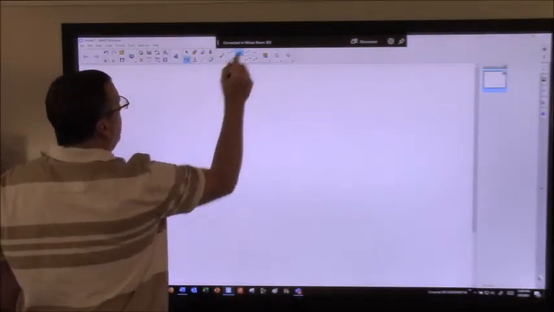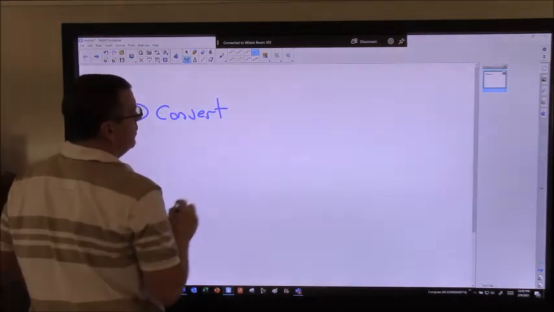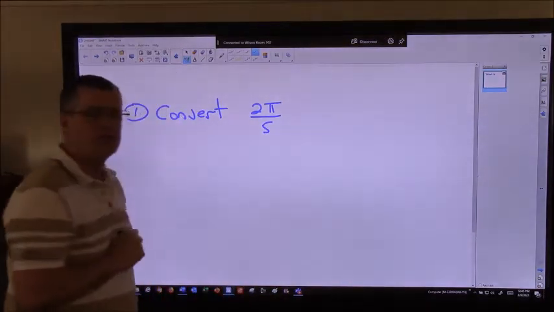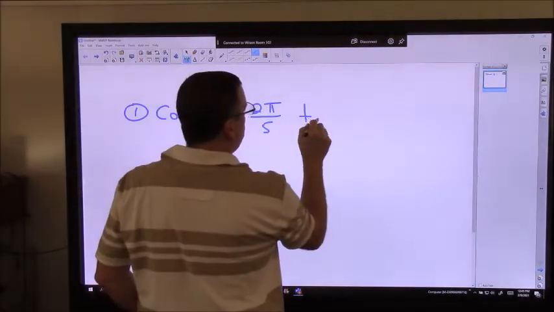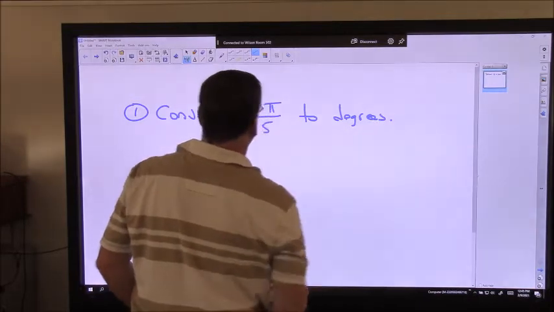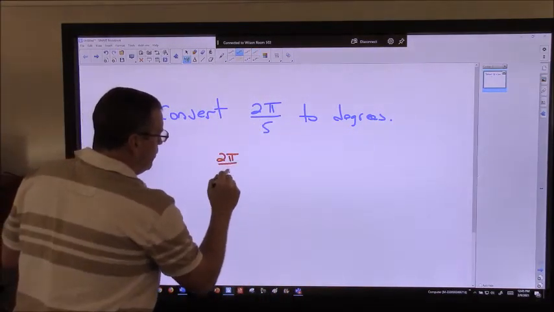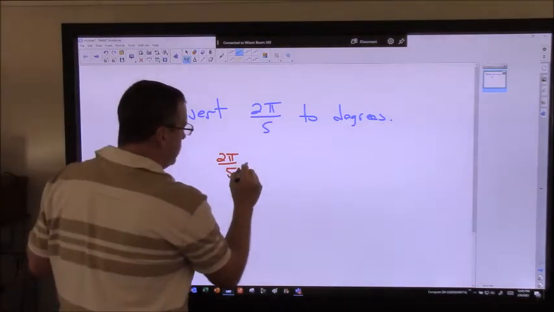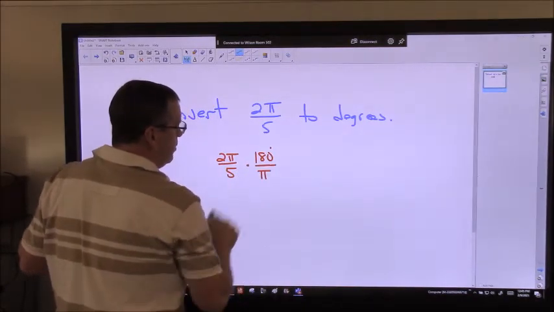Let's say that I want to convert 2 pi over 5. Okay, there's no degree sign there, so it's in radians. I want to convert this to degrees. Okay, so to do that I would say 2 pi over 5. Let's see, I want the degree symbol to show up, so I'm going to put that in the numerator. And I'll put the radian measure in the denominator.